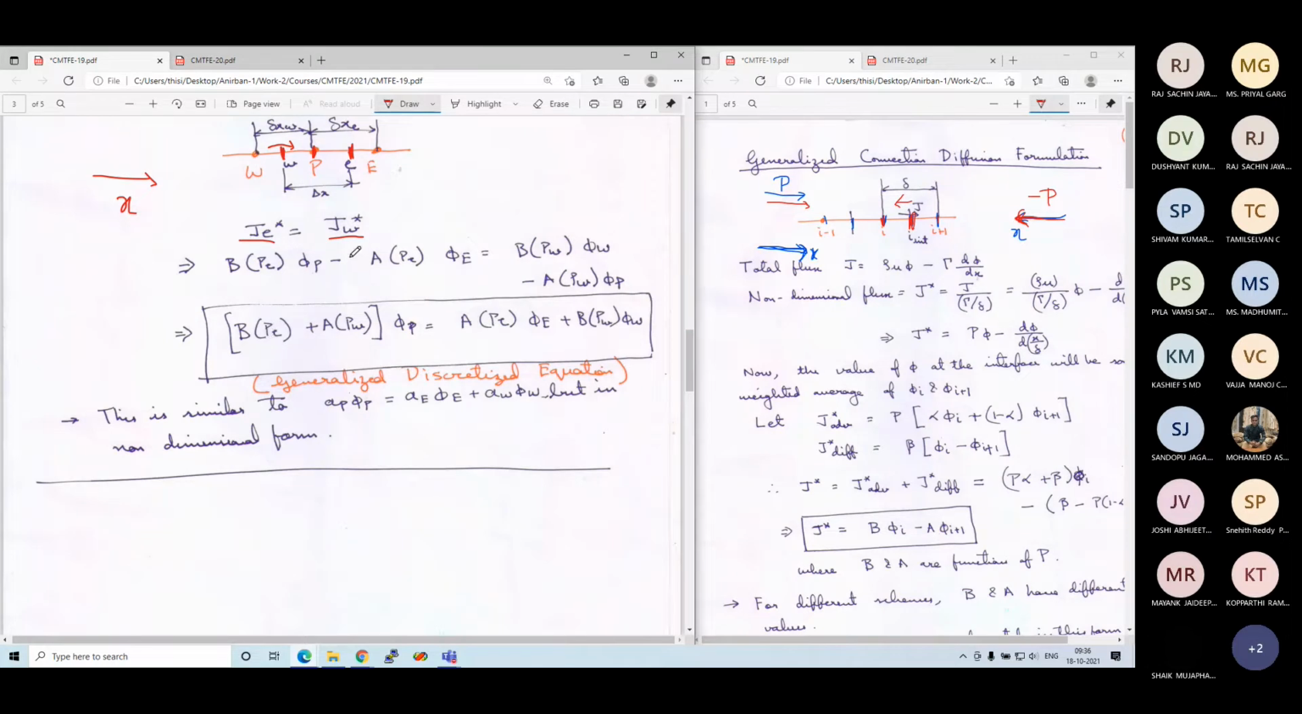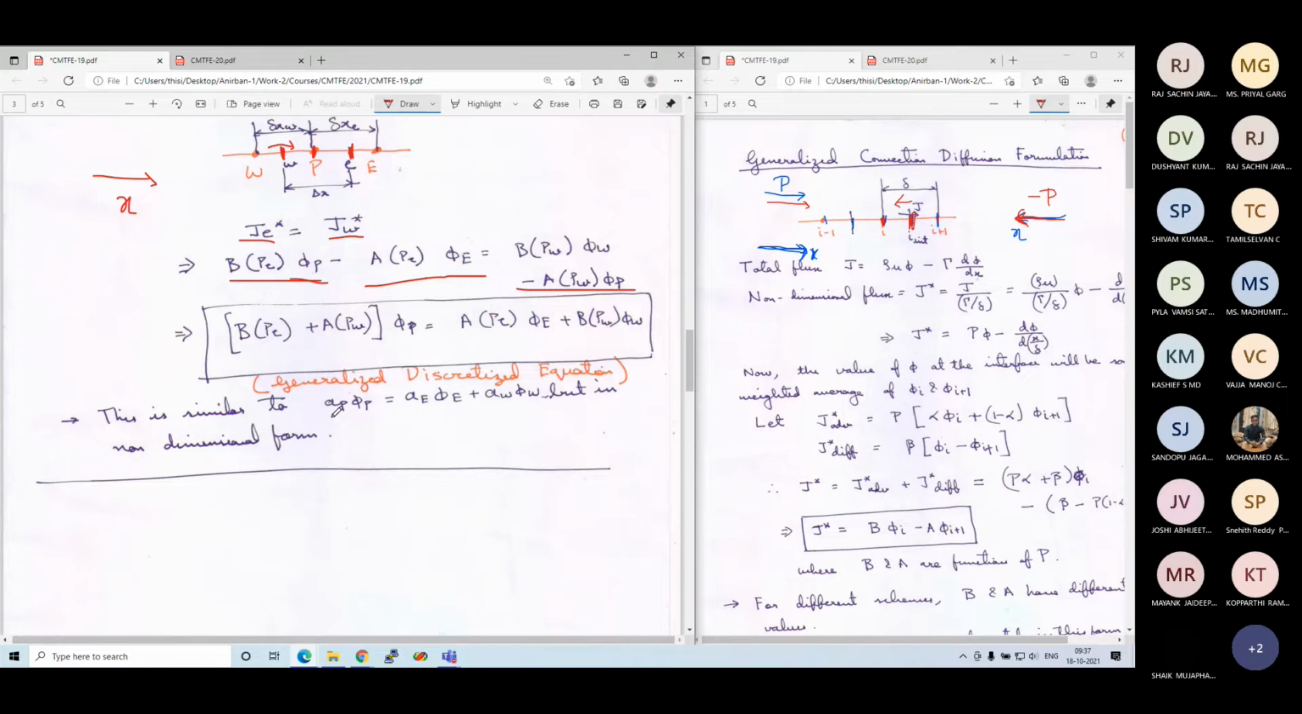So now we can put together all the phi P terms like we used to do. If we put together both the phi P terms, we have BP plus APW into phi P. So BP plus APW is the coefficient of phi P, and this term we will take to the other side. So we have AP into phi P equals AE into phi E plus AW into phi W. This is known as the generalized discretized equation. This is of the same form as our original equation, AP phi P is equal to AE phi E plus AW phi W.